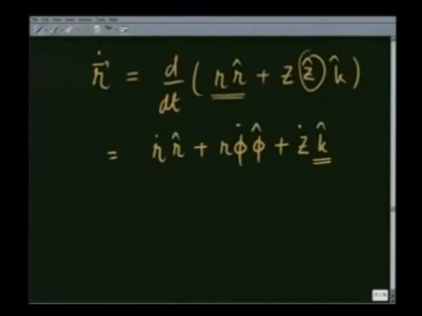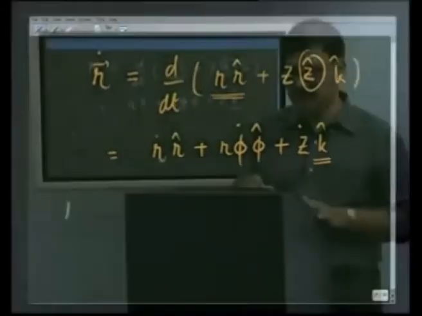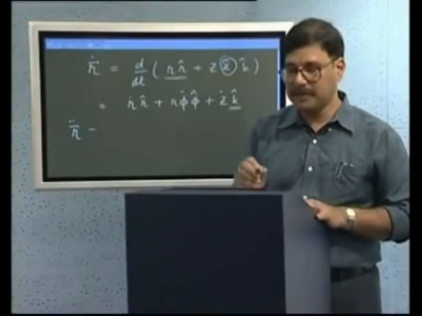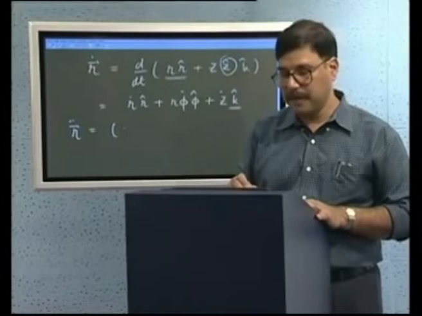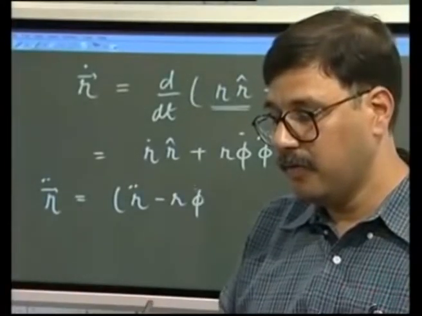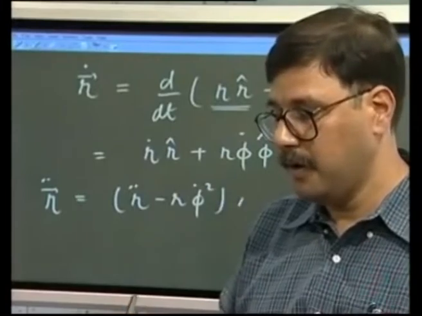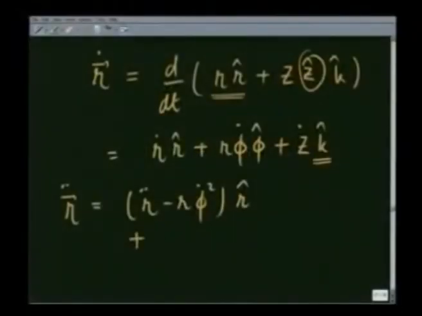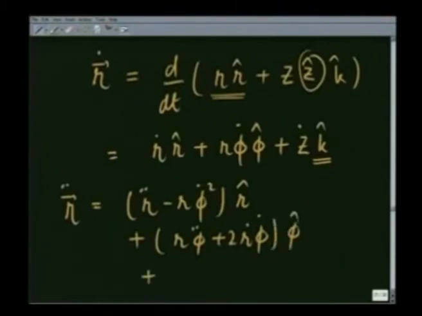The rest, the derivation of the acceleration, I will leave for you as an exercise. I will just give you the answer. It is going to be same as in the previous case for the xy plane, which is going to be r double dot minus r phi dot square in r direction plus r phi double dot plus 2 r dot phi dot in phi direction plus z double dot in z or equivalently k direction.